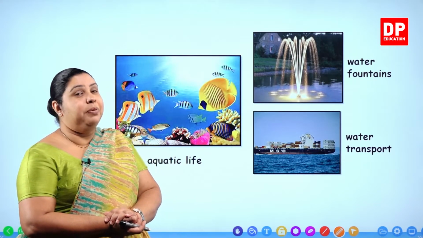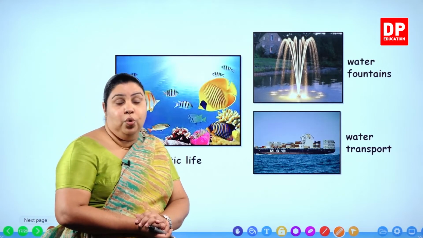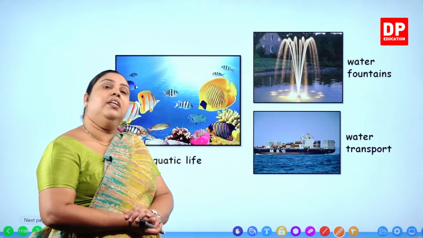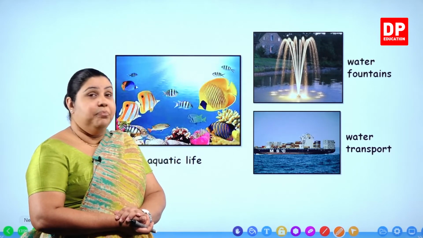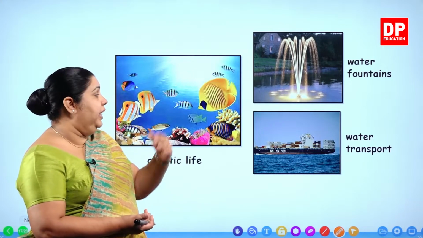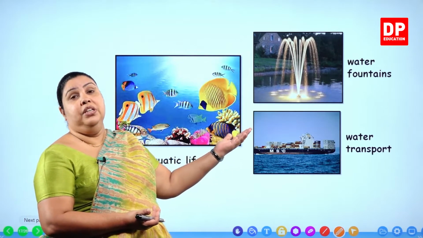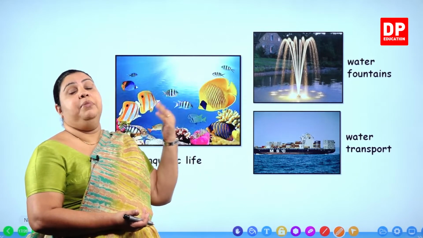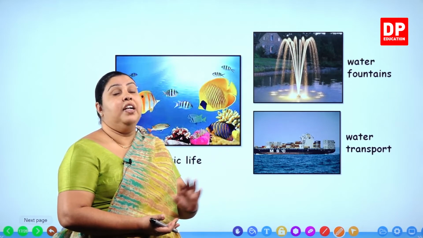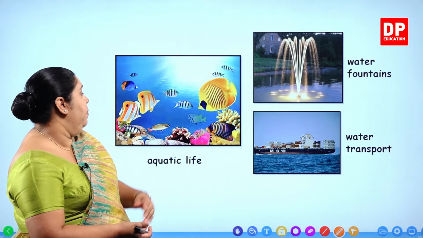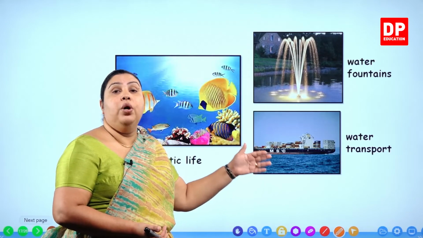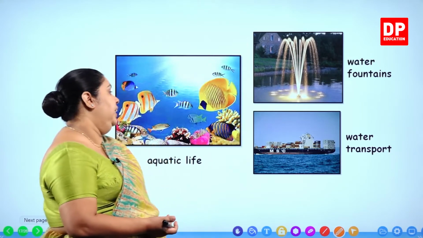There are vehicles that travel on water, aren't there? There are boats, there are ships, there are ferries, tugs. Submarines which go under the water. So we need water for transport. So for aquatic life, for water fountains, then for water transport, we need water.